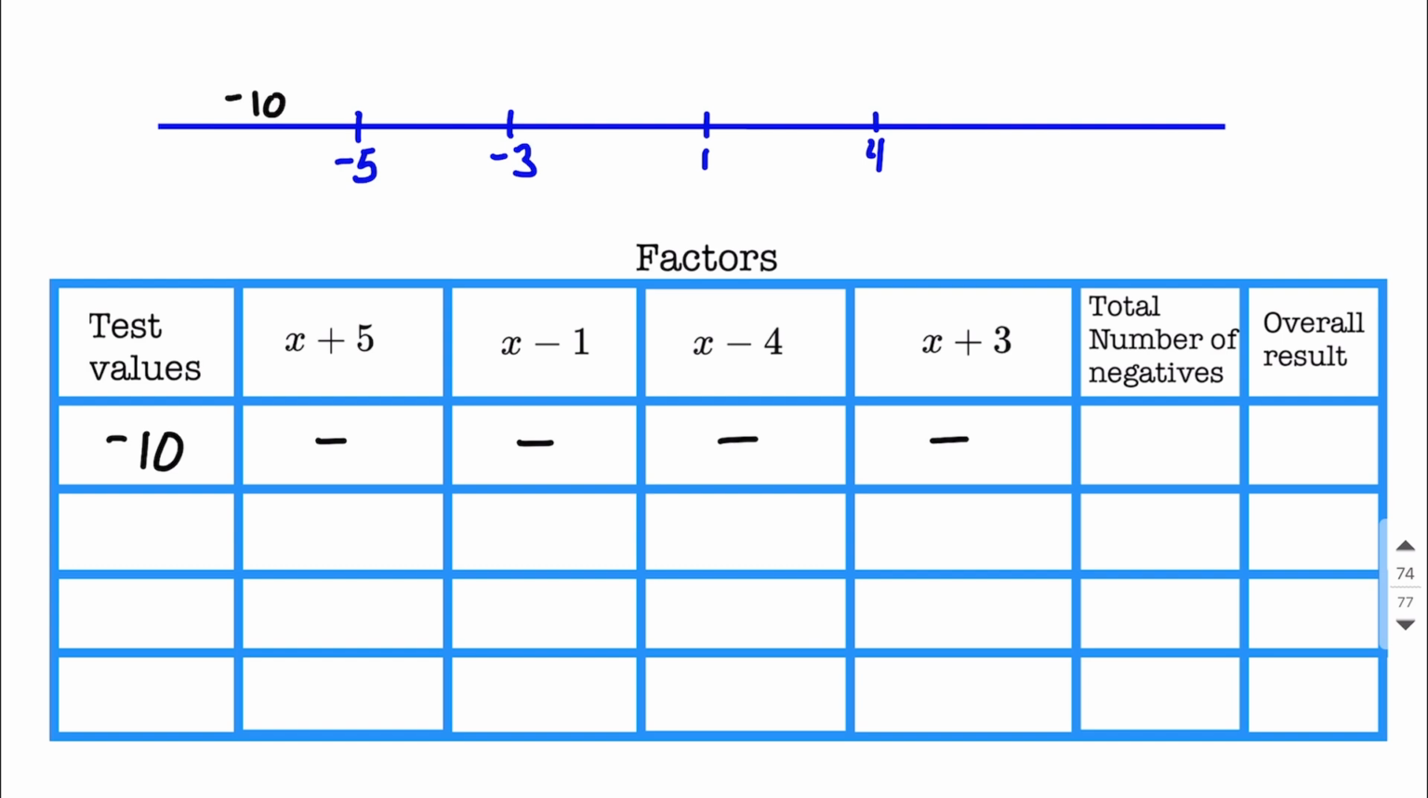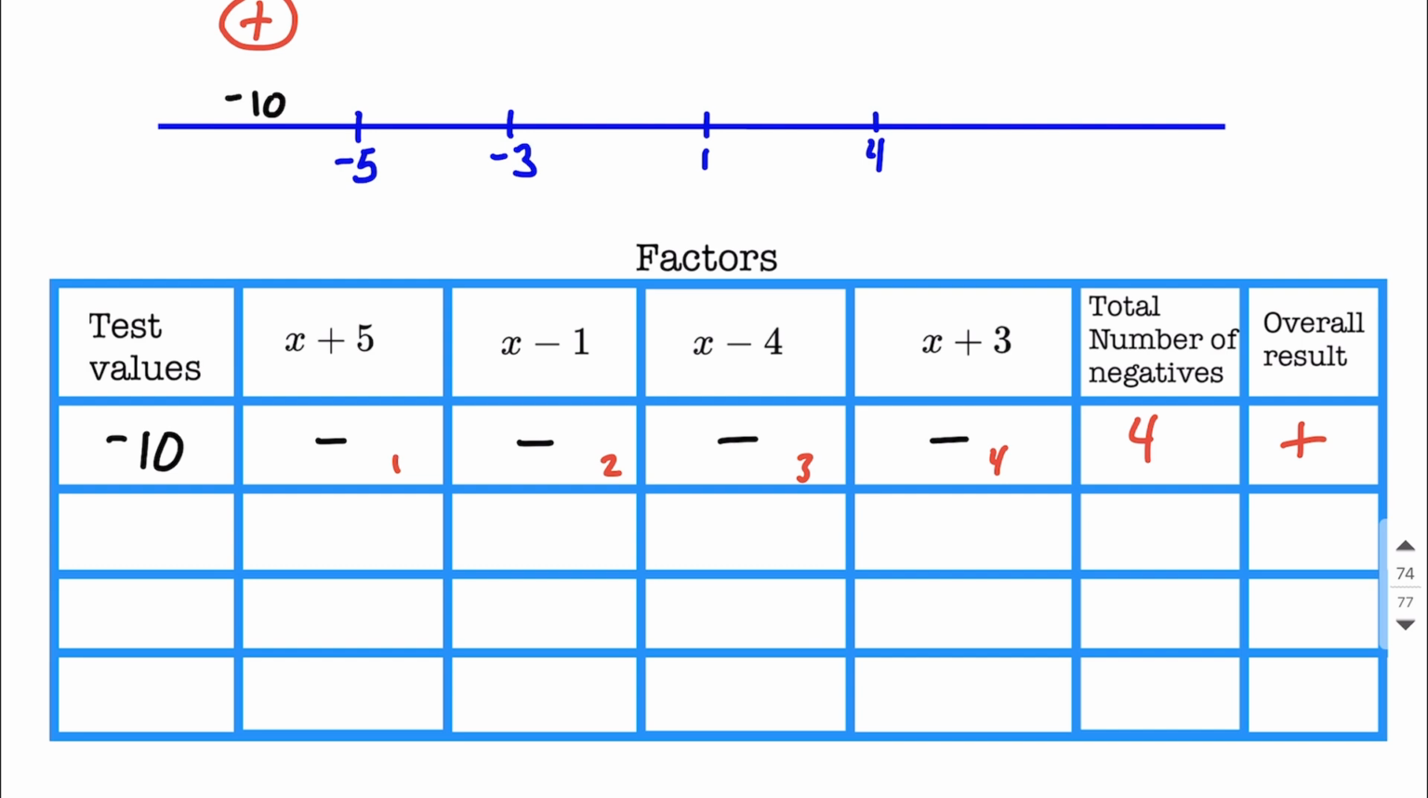Now, we just need to count up. We have 1, 2, 3, 4 overall negatives that are being either multiplied in the numerator or multiplied in the denominator. All right, so 4 negatives, an even number of negatives, is going to give us an overall result of a positive. So this section of the number line out to the left of negative 5 is overall going to be positive.